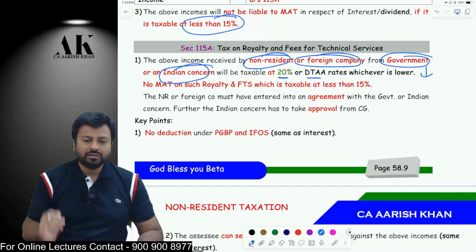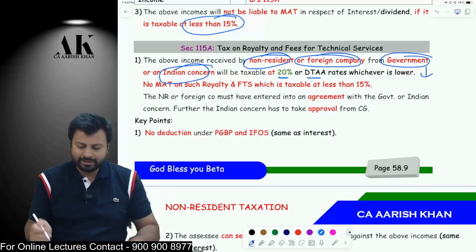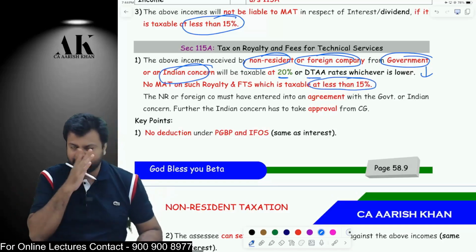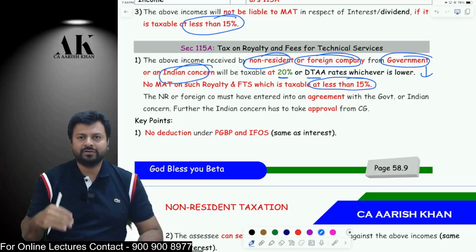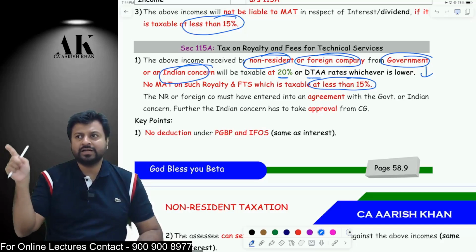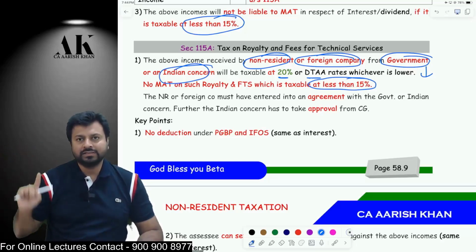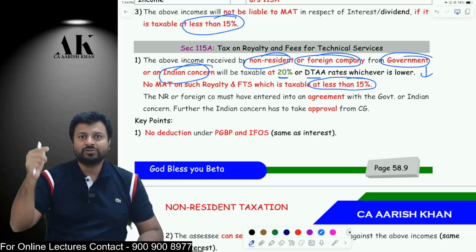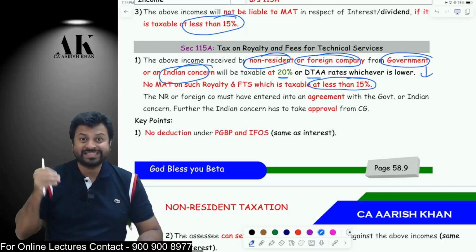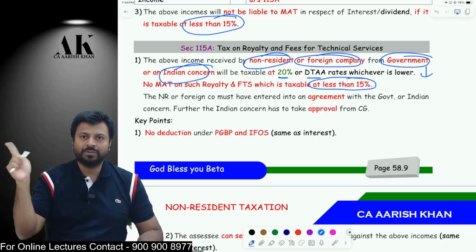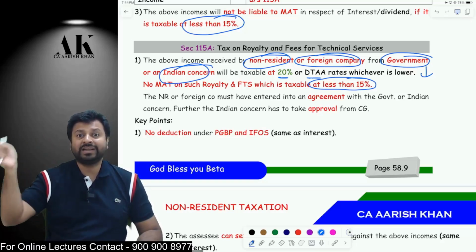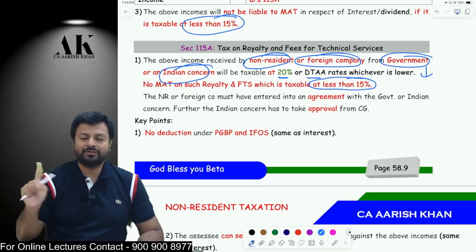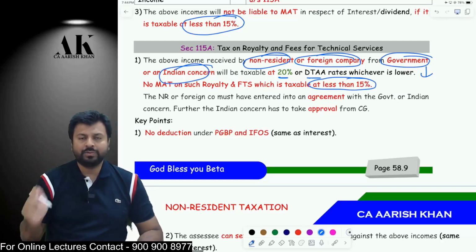Okay. Now, again here also, there is no MAT liability if your normal tax rate is more than 15%. So, if your normal tax rate is less than 15%, for example, if it is mentioned in DTAA that it is taxed at 10%, then you will be liable to pay tax at 10%. So, now your normal rate is 10%, which is less than the MAT rate of 15%. Therefore, you will be liable for MAT. But if you are paying the normal tax at 20%, then you are not liable for MAT. I hope it is clear to all of you.